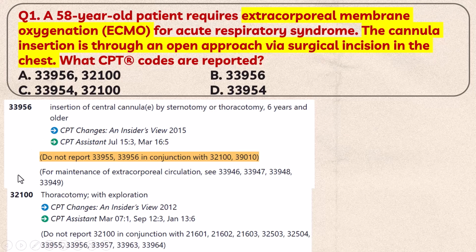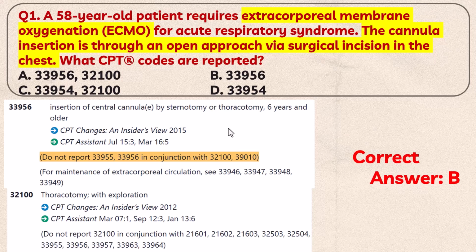When you look at the answer, 32,100 is for thoracotomy with exploration, only the thoracotomy procedure. But here, 33,956 includes both the thoracotomy procedure and the cannula insertion. So you can give the answer B. Also, you can read the additional note that says, do not report 33,955 or 33,956 in conjunction with 32,100 and 39,010. So the additional note is also giving you the clue. So the correct answer will be answer B.